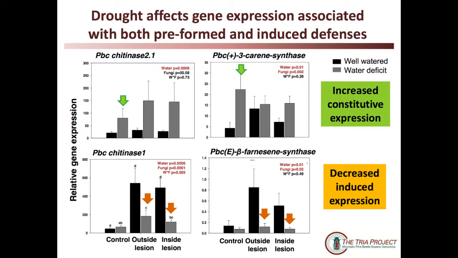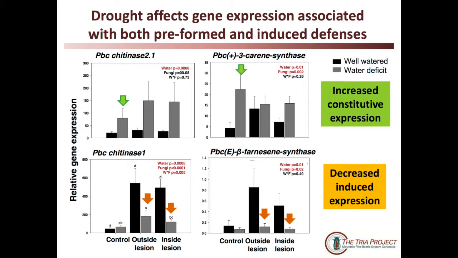These have been well studied in the conifer system. And so what we see is that for some of these genes, we get an induced or an increased expression constitutively. So the preformed responses under water deficit are actually enhanced.